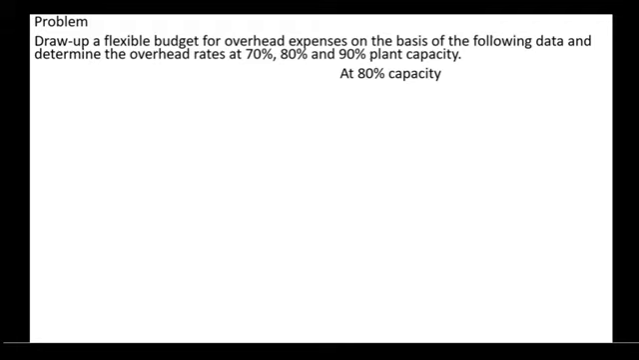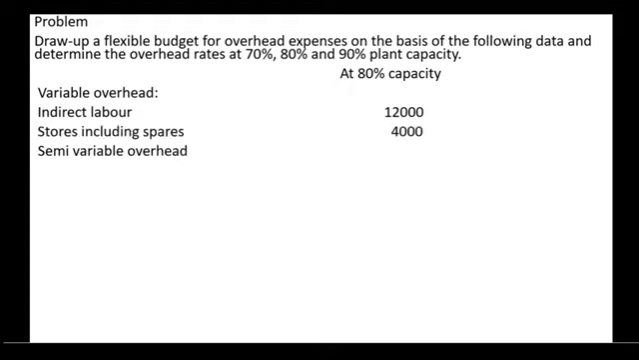At 80% capacity, variable overhead: indirect labor 12,000, stores including spares 4,000. Semi-variable overheads: power 30% fixed 20,000, repairs and maintenance 60% fixed 2,000.